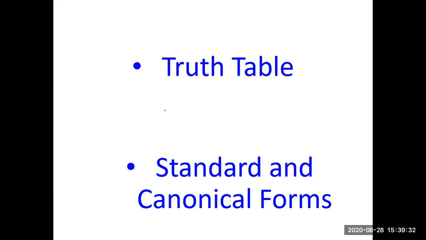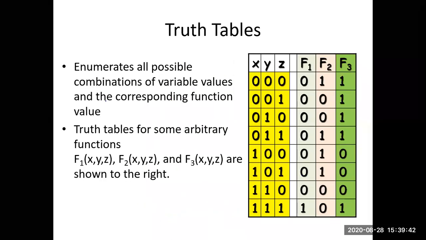Table and standard and canonical forms. So we will go with truth table first. So truth table is basically a combination of all variables and its corresponding function. Okay, combination means all possible combinations of their numbers.